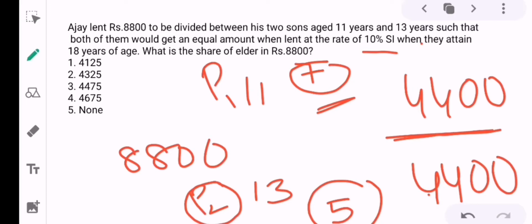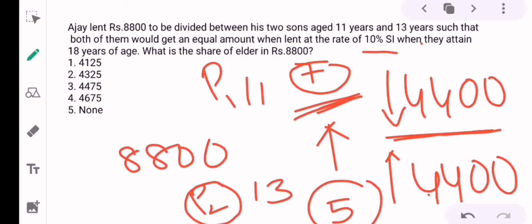So what we have to do, we have to reach an equal amount. We have to make sure that both children get equal amount when they attain 18 years of age. So that simply means, since the younger one has more time in his hands, the younger one can start with less principal, and the older one will have to have more principal. Because unless the older one starts with a higher principal, he is not going to catch up with his younger brother to reach the same amount.